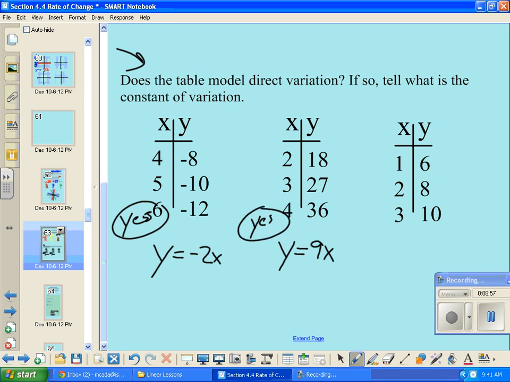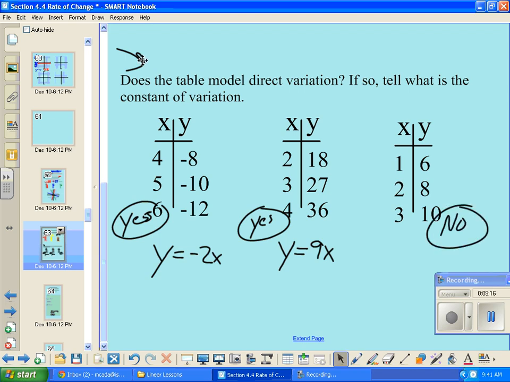This last one, well, if I multiply 1 times 6, I get 6. But 2 times 4 gives me 8. 3 times something with a decimal or some kind of rational number gives me 10. So this one's not multiplying by the same thing every time. So I would say no, this is not a proportional relationship.